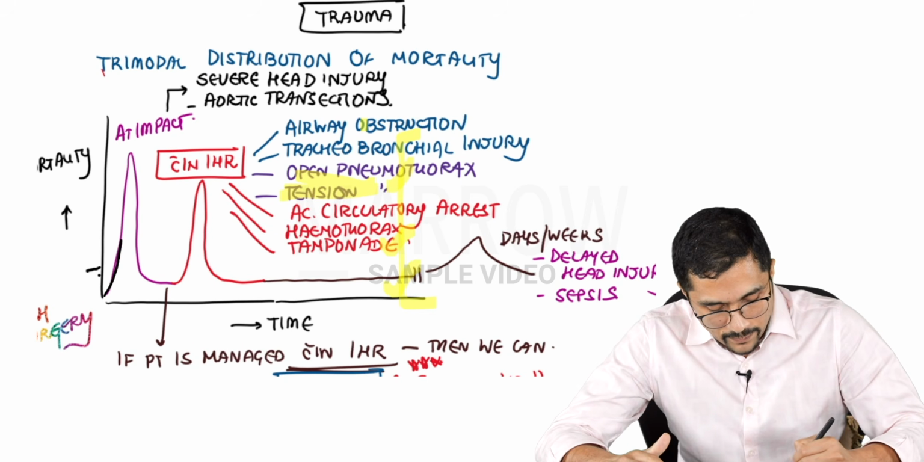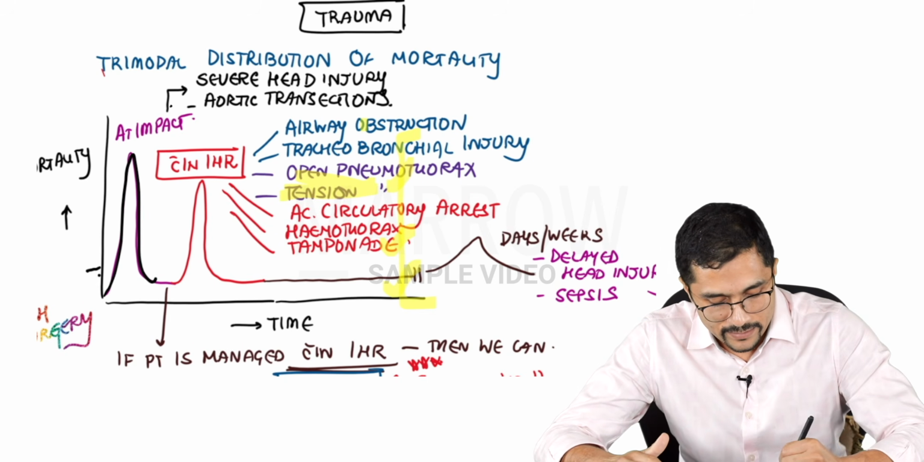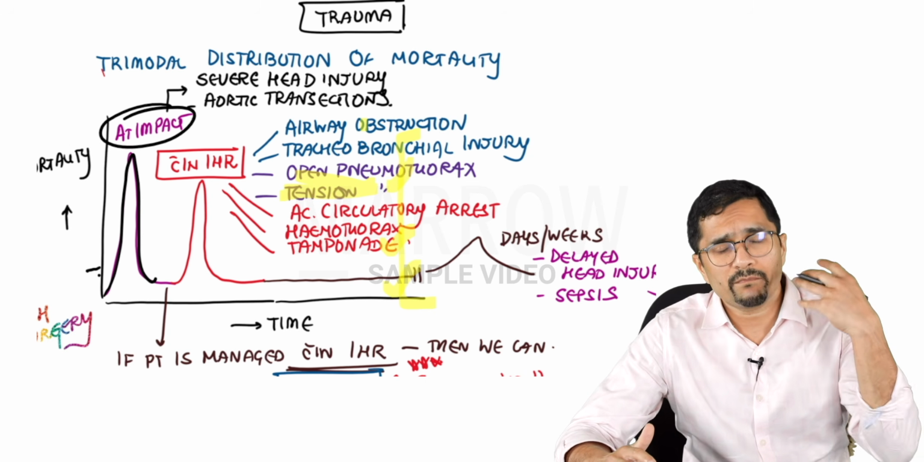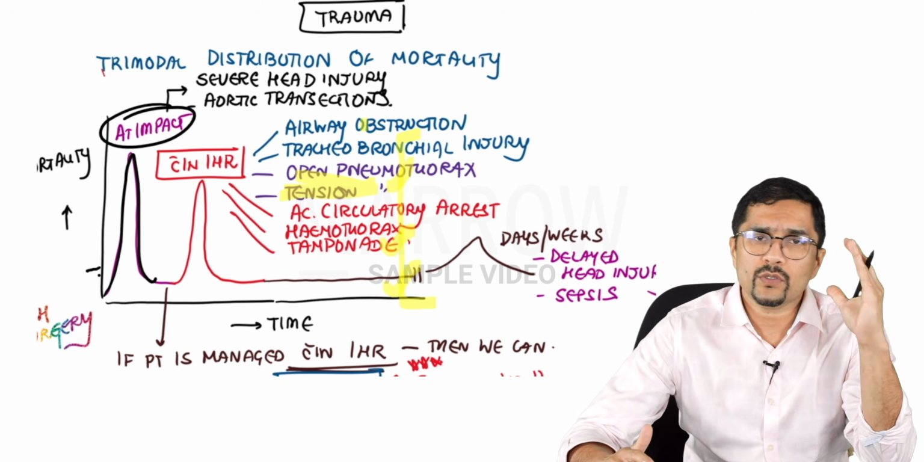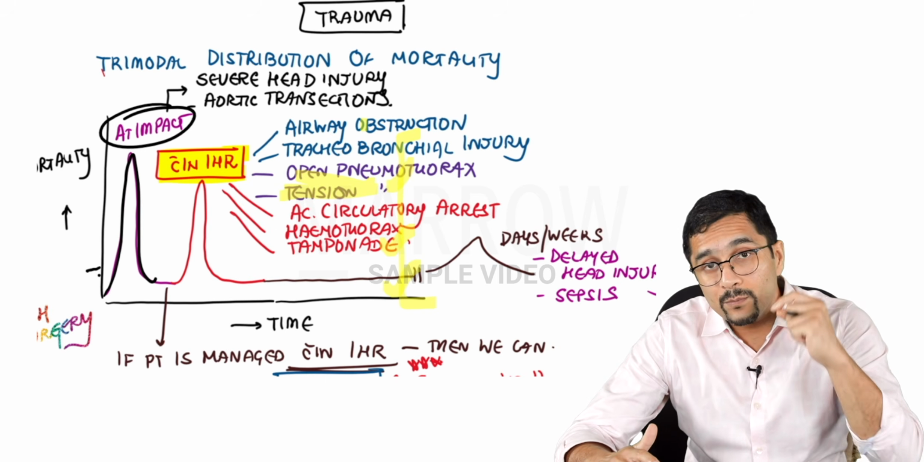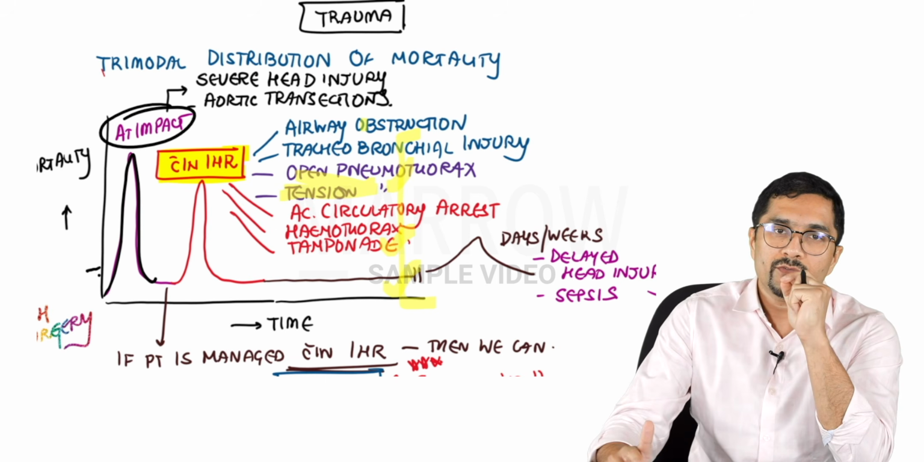Now when trauma occurs, there is a trimodal distribution of mortality. The first spike occurs at impact, and I can't save these patients because these patients die because of massive head injury and they are going to die on the spot. A lot of cases die within the first 1 hour after trauma.